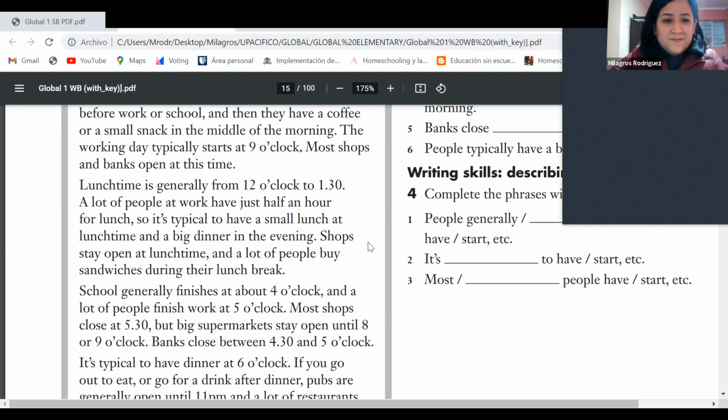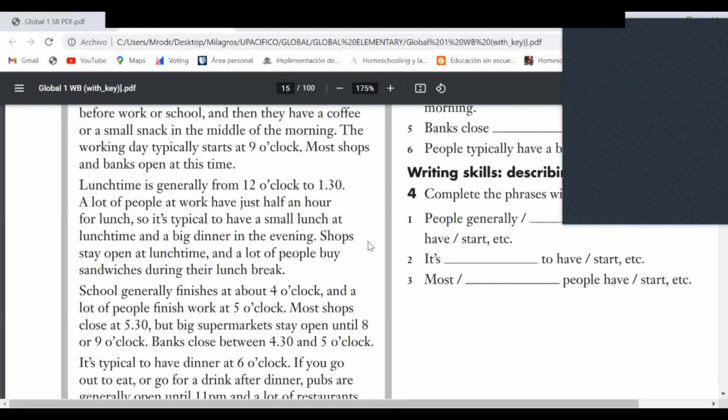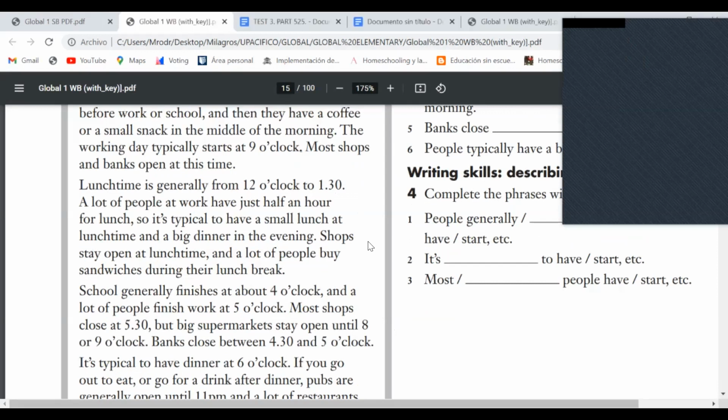Lunchtime is generally from 12 o'clock to 1:30. A lot of people at work have just an hour for lunch, so it's typical to have a small lunch at lunchtime and a big dinner in the evening. Shops stay open at lunchtime, and a lot of people buy sandwiches during their lunch break.